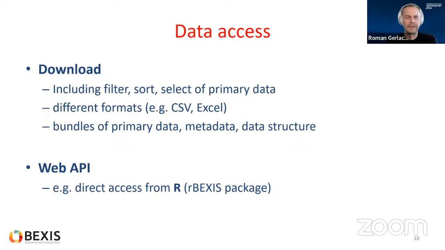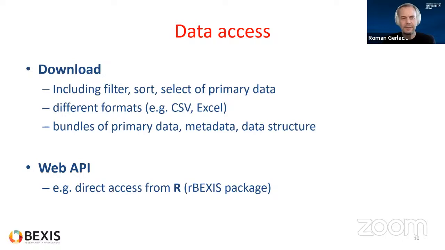In terms of data access, of course, there is a simple download function through the web interface, the user interface that you can see. So there is a download button, and before you press download, you can do some filtering, some sorting, and selection of the primary data, and then what you see is what you get. You basically download only that subset of a data set that you are interested in after you did some filtering and sorting. And of course, you have different formats for downloading. And you can also download a bundle of the primary data, including metadata and also the data structure definition for further use.